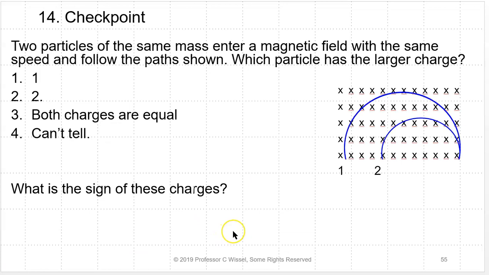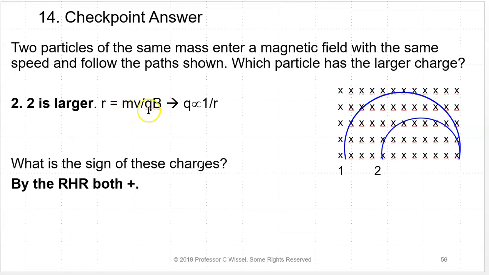Two particles of the same mass enter a magnetic field with the same speed and follow the path shown. Which particle has the greater charge? And what is the sign of these charges? R equals mv divided by qB, so q is proportional to 1 over r. So number 2 is larger. What is the sign of these charges? By the right-hand rule, they're both positive. Both of them are being deflected to the left here.